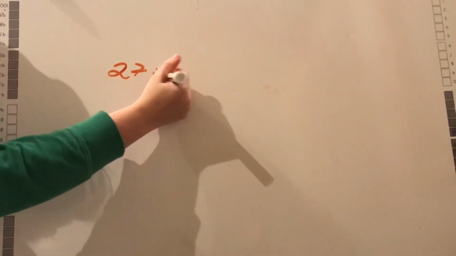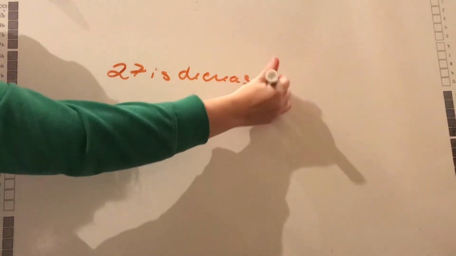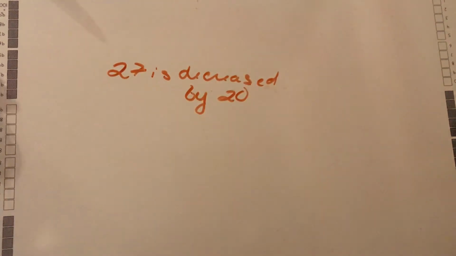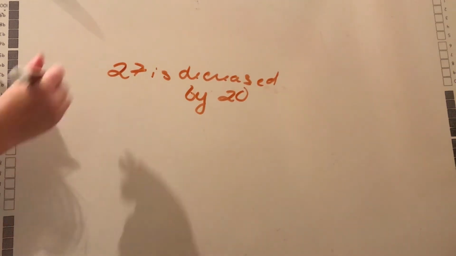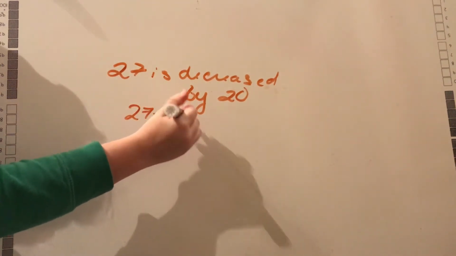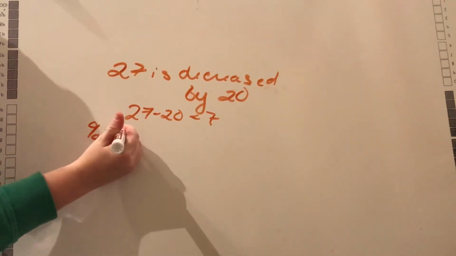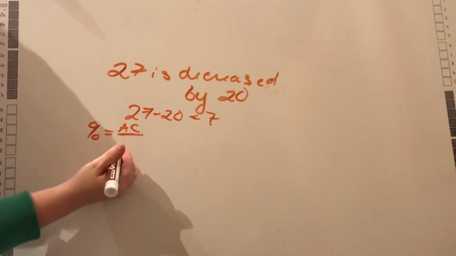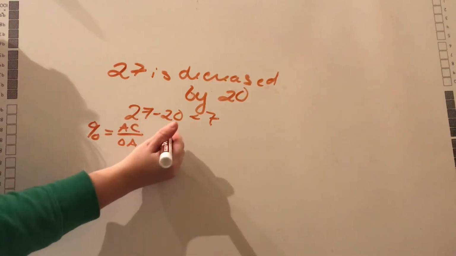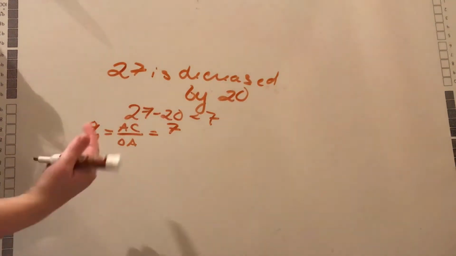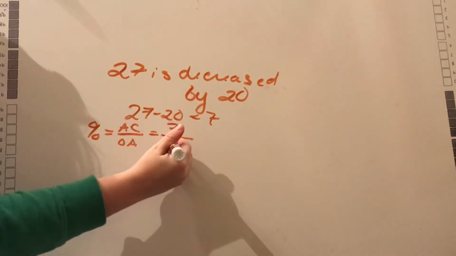It tells us that the number 27 is decreased by 20? Yes. So, they want to find the percent of change. Well, the first thing we have to know is the amount of change. Well, how do you find that? Well, it's 27 minus 20 equals 7. Okay, now we know our formula is percent equals, I'm going to put AC, amount of change, over OA, original amount, which equals 7 is our amount of change because it decreased from 27 to 20. So it decreased by 7, and that's going to be divided by 27.